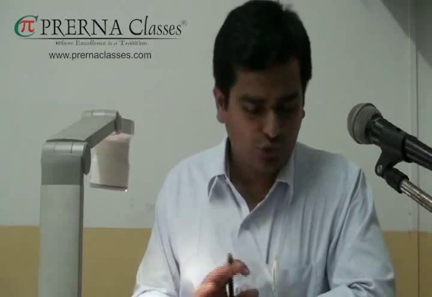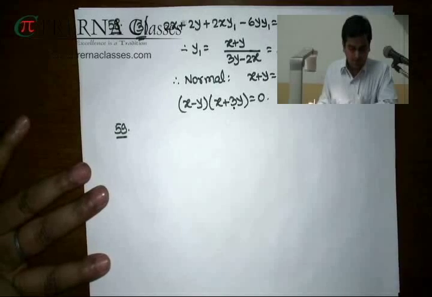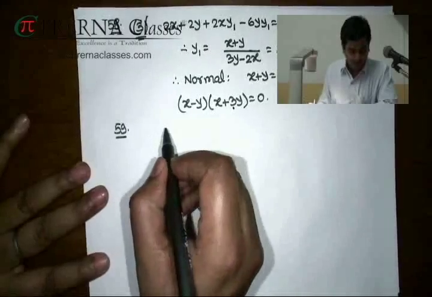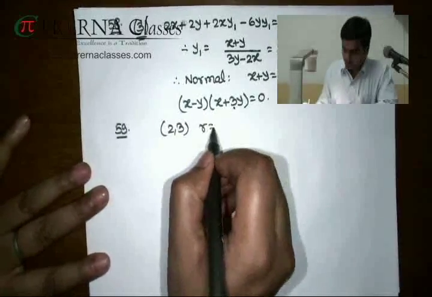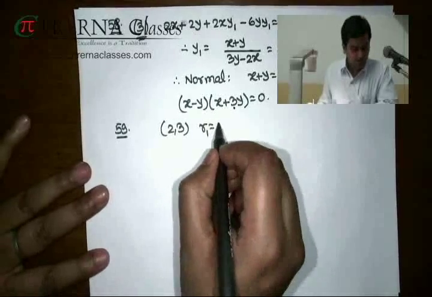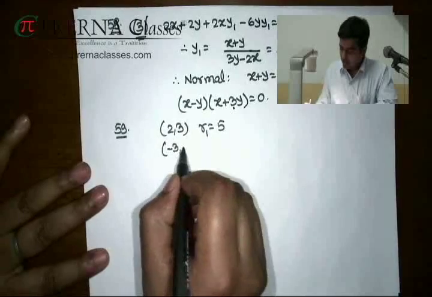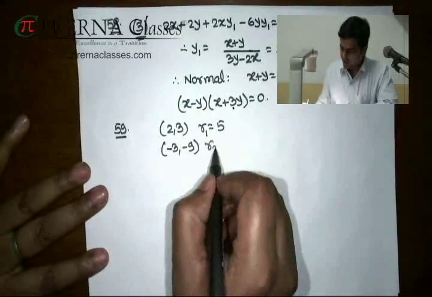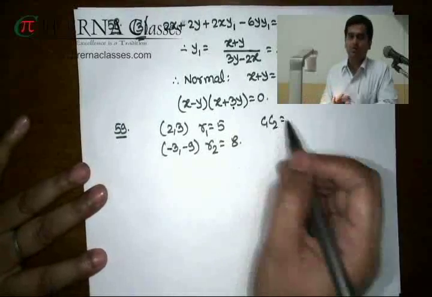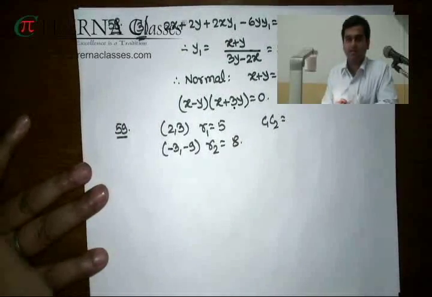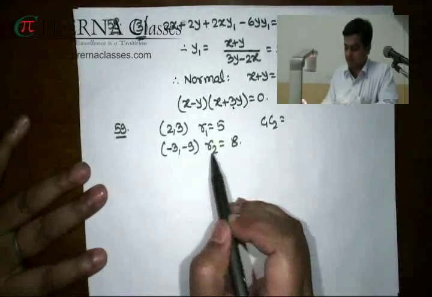In the next problem, 2 circles are given and you have to find the number of common tangents. If you look at the first circle, the center of that circle is 2, 3, and its radius, say r1, is 5. For the second circle, its center is -3, -9, and its radius is 8. In order to determine the number of common tangents, we look at the distance between their centers, and we try to connect it with r1 plus r2 or r1 minus r2.